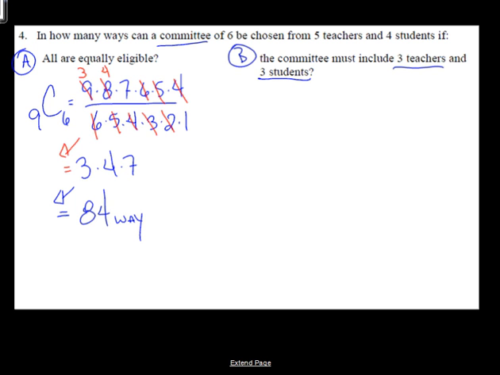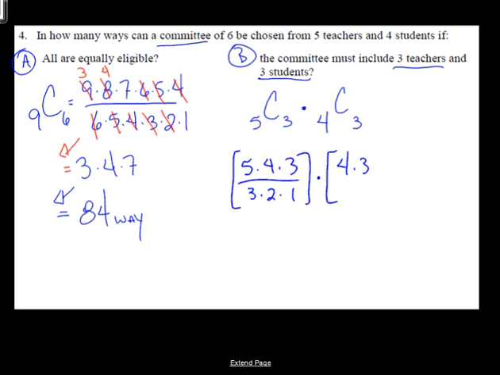So I'm going to be doing 2 different combinations, and I have to put those together. So my first combination says, hey, I've got 5 teachers, and I want to go pick 3 of those. And I'm going to multiply that by, I have 4 students, and I need to go pick 3 of those. Well, the one for the teachers, that gives me 5 times 4 times 3 divided by 3 times 2 times 1, times, now the one for the students, 4 times 3 times 2 divided by 3 times 2 times 1.